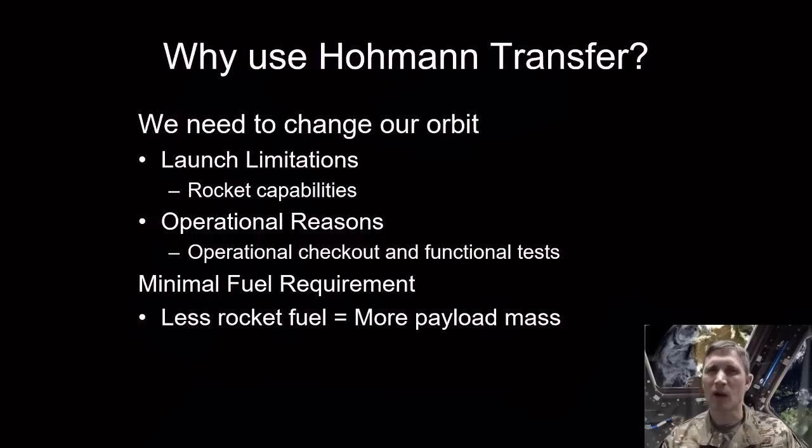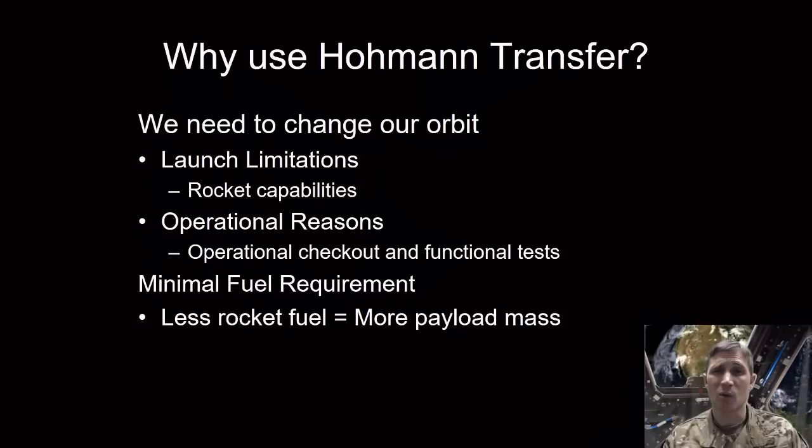Okay, so why do we need to use a Hohmann transfer? Well, first off, we use a transfer to change our orbit. Sometimes our launch vehicles can't get us to a final orbit, so we need to change an orbit. Sometimes we have mission reasons to change our orbit. Say we're way out far away from Earth and we want to bring our satellite closer so that we can check it out and test it out.